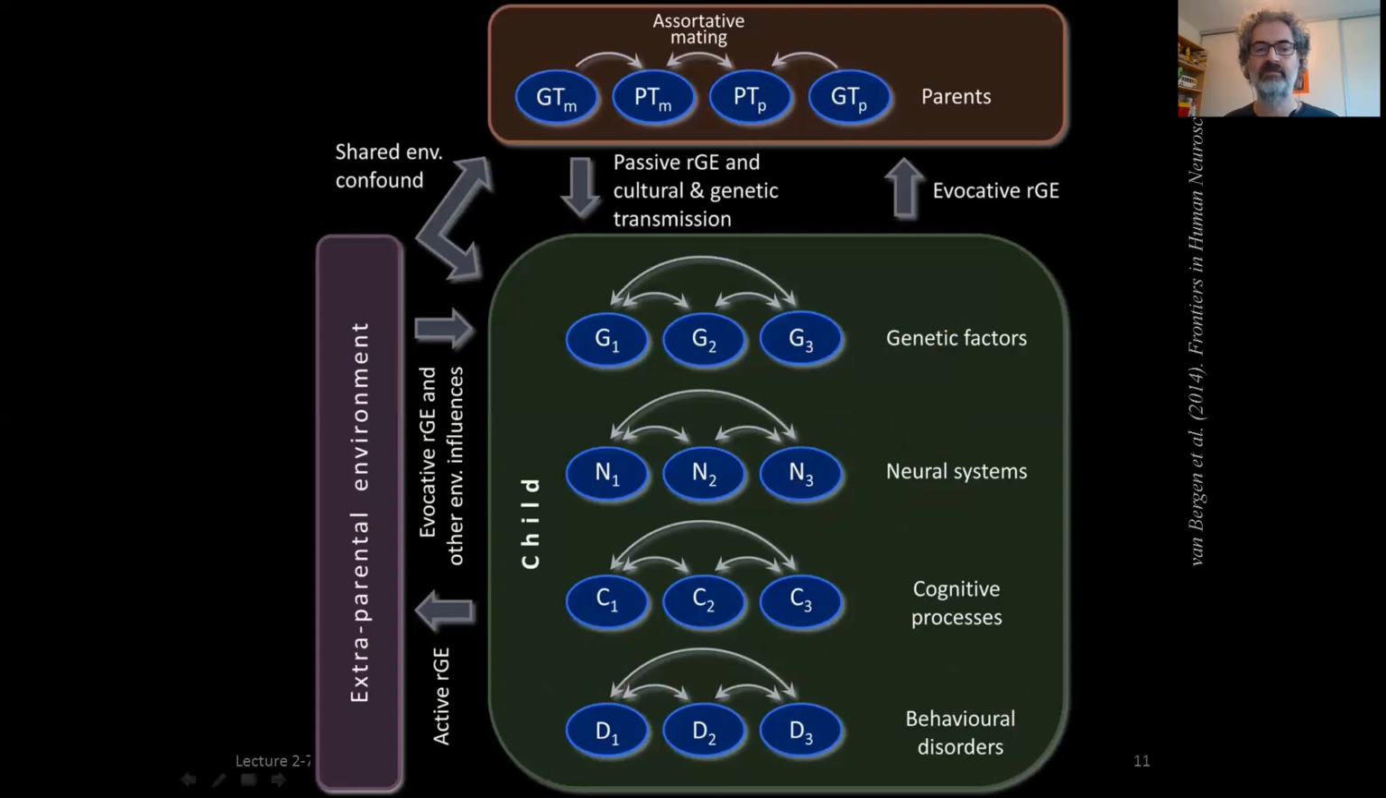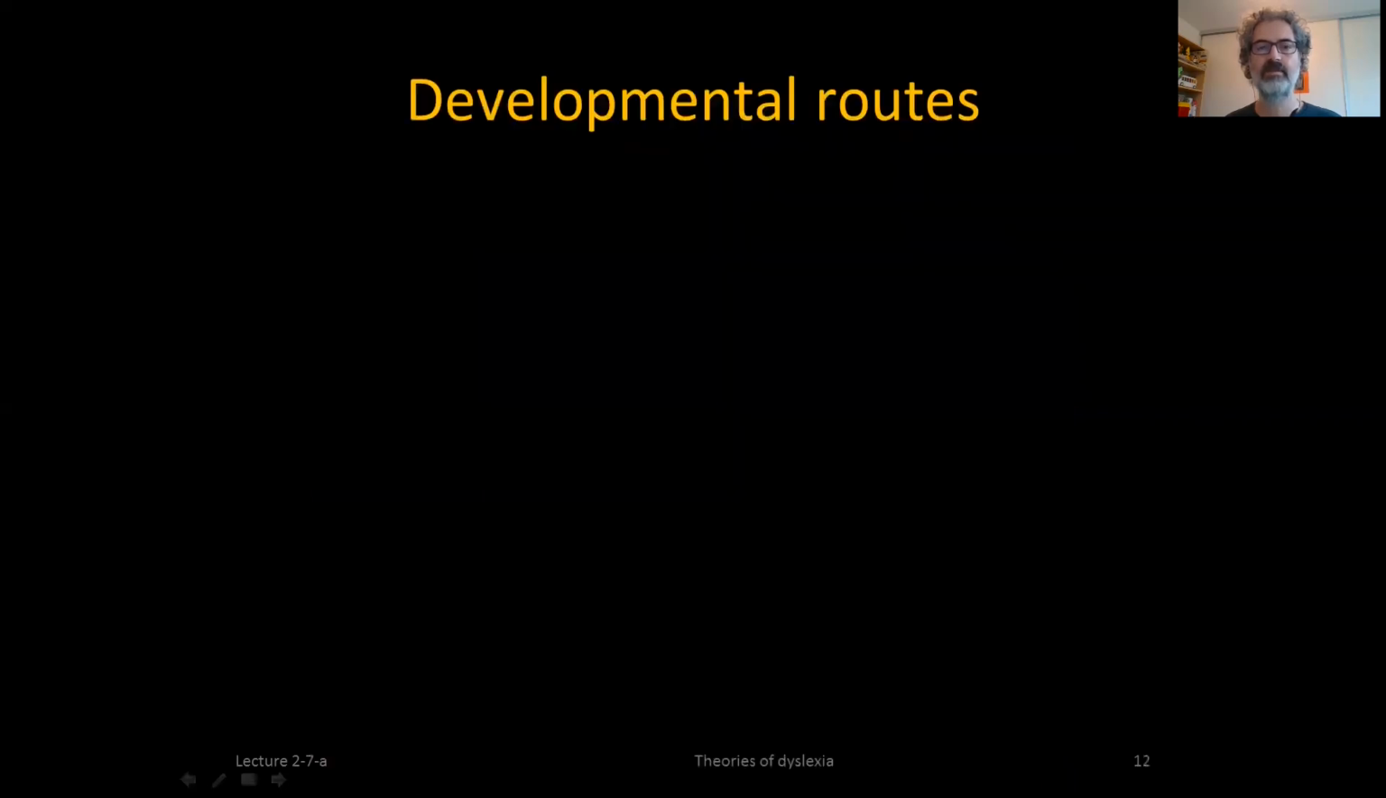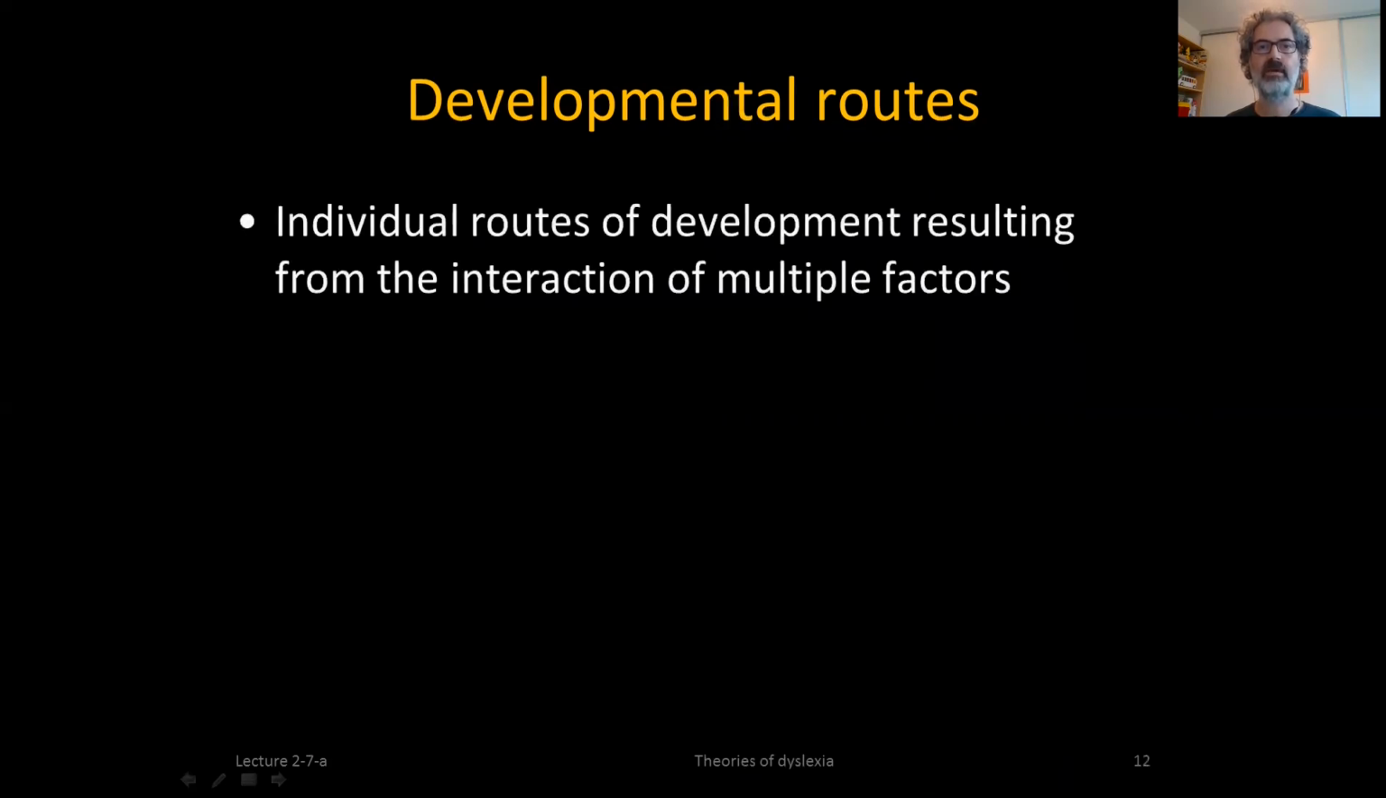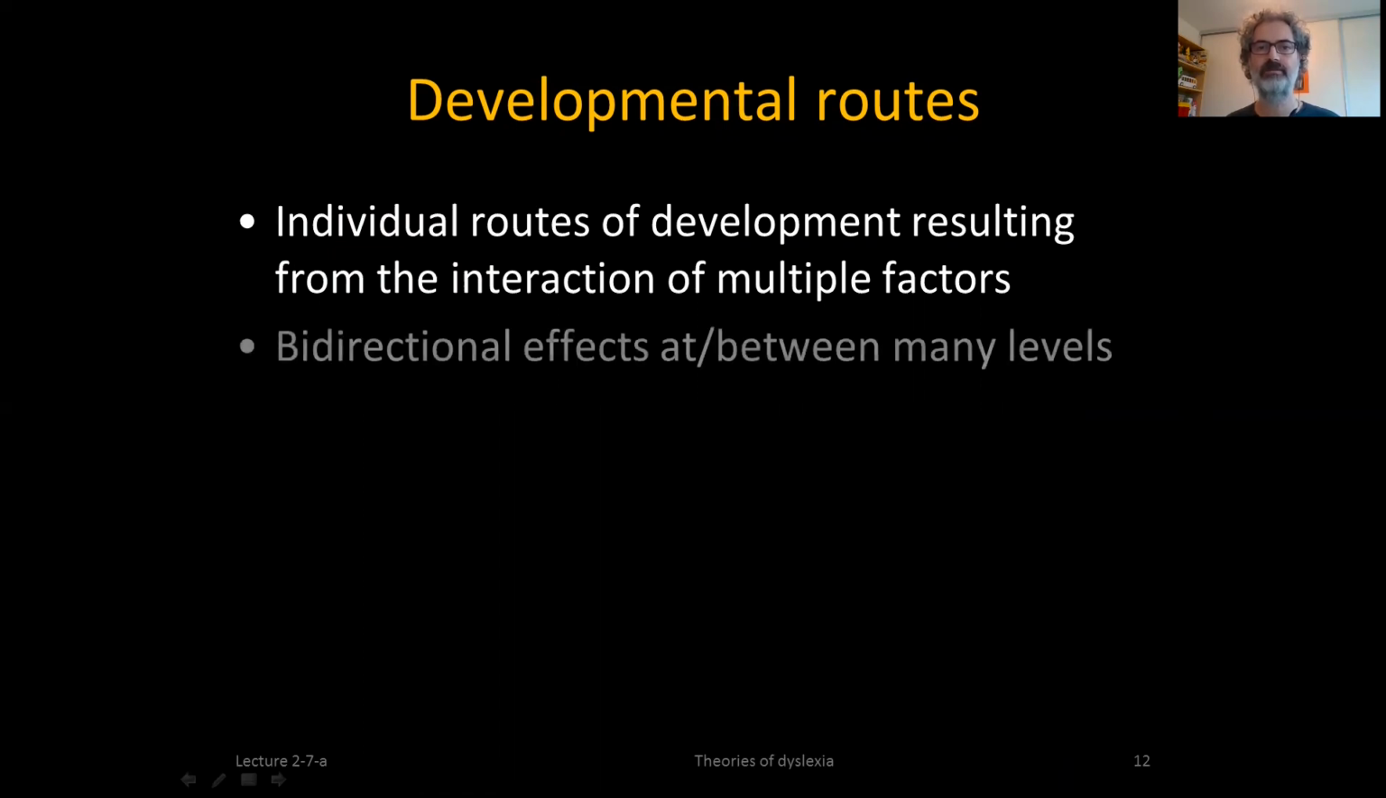This kind of model, which is fairly recent in conceptual development, gives primary importance to the notion of developmental route. So the trajectory through which a child reaches its current and future behavioral outcomes. These individual routes of development result from the interaction of multiple factors. And individual is very important here. Different children have different routes of development which reflect the effects of all these relevant factors simultaneously. The effects at these levels and between the levels are bidirectional. So things influence each other, both vertically and horizontally.